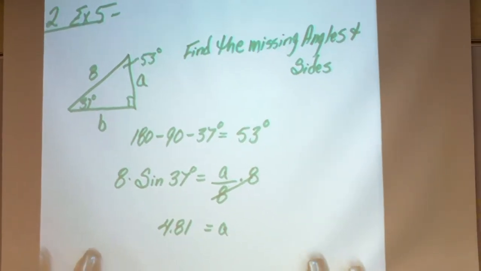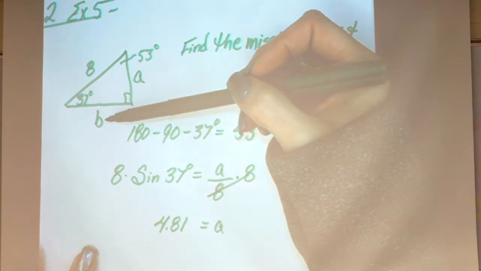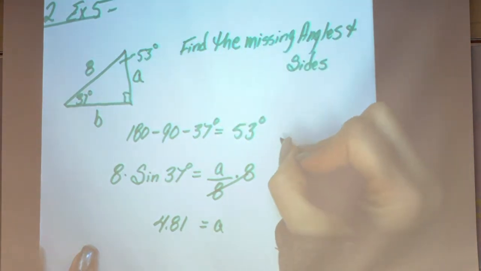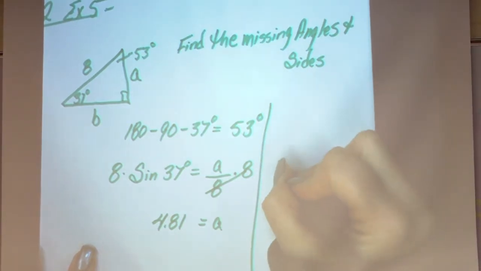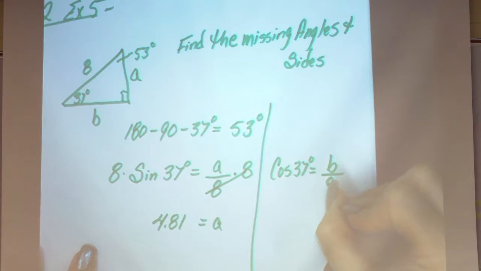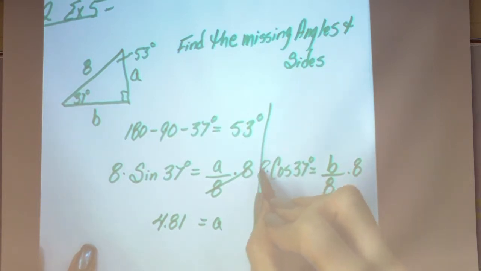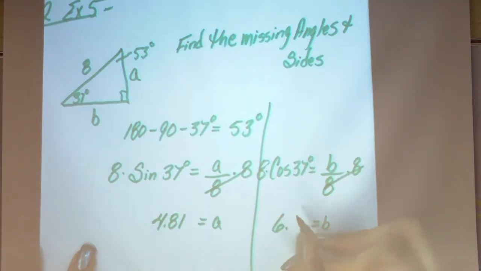To find my B, if I want to use my 37-degree angle, I know that my B is adjacent to my 37-degree angle, so I would have to use cosine. I would end up with cosine of 37 degrees equals B is my side adjacent, 8 is my hypotenuse. Again, I multiply both sides by 8. And when you put this in your calculator, you get that B is equal to 6.39.